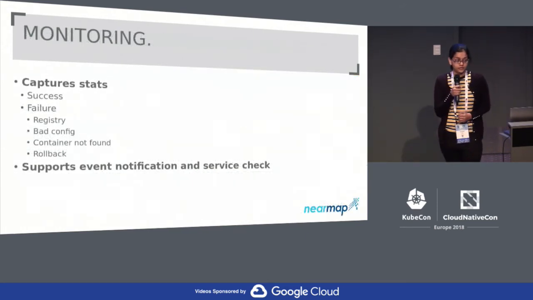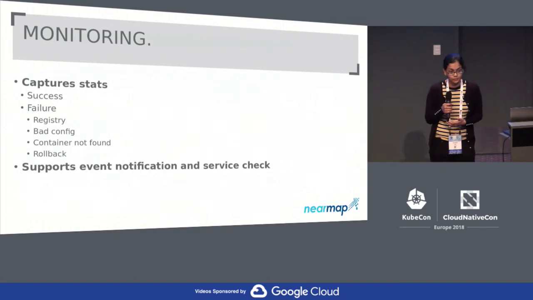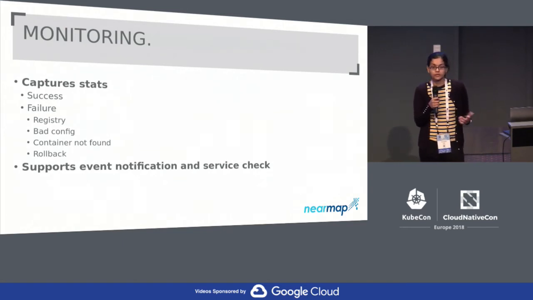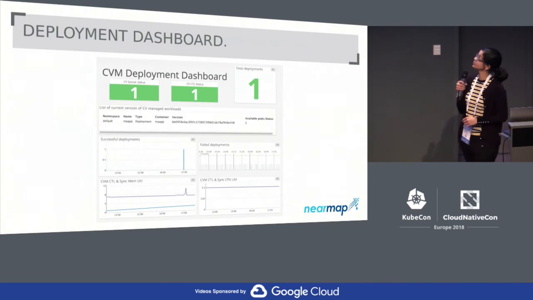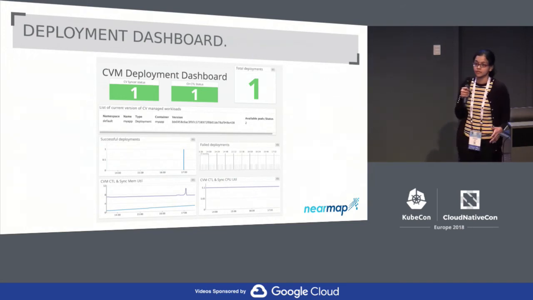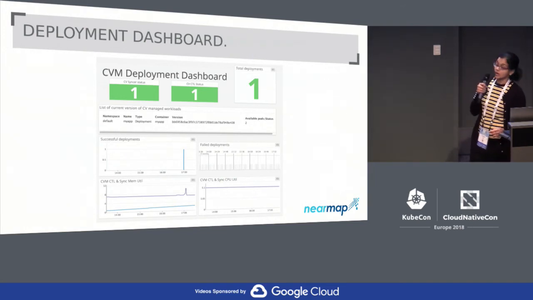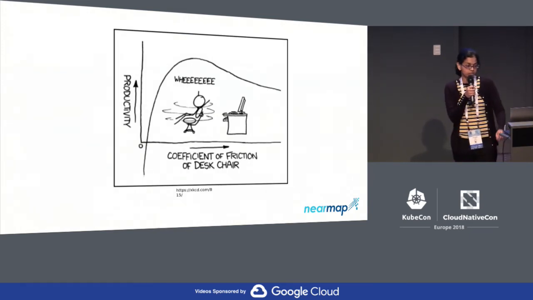We also capture a variety of stats, including successful deployments and a variety of failed deployment attempts. And we also send several event notifications and service checks from all these components of the CD pipeline, so controller, syncers. And what all that leads us to is this beautiful thing we call the deployment dashboard that keeps reminding us how frictionless deployment can be and how productive we are. But we couldn't do anything about the friction of the desk chair, unfortunately.